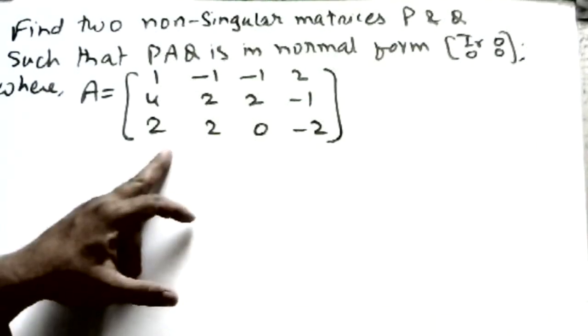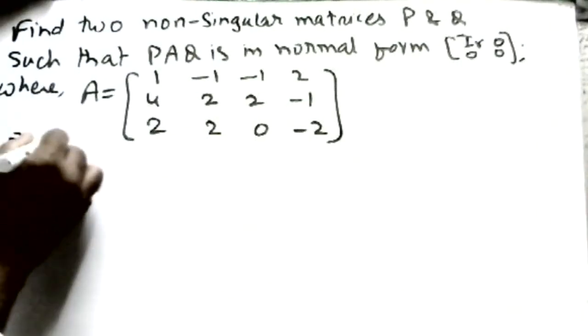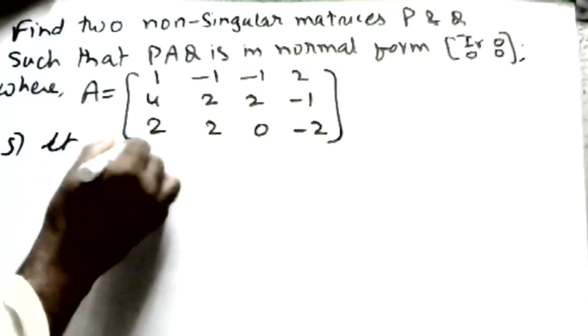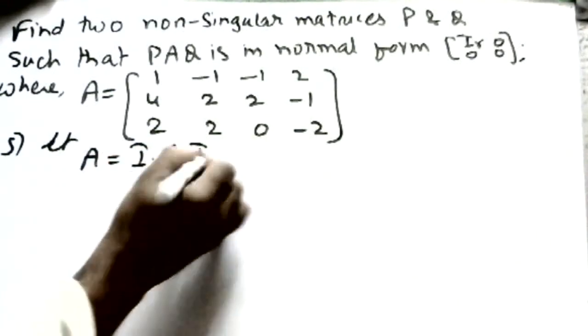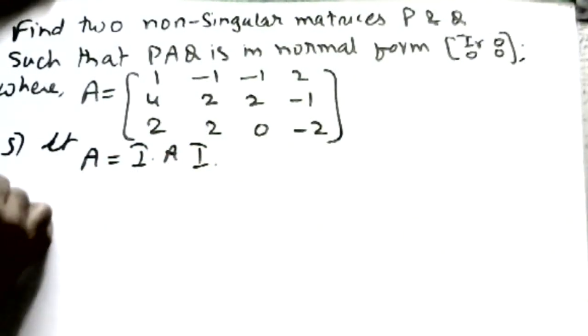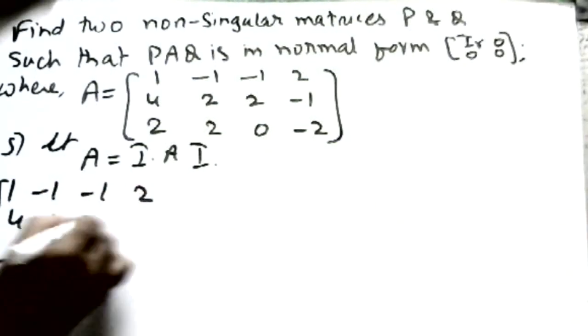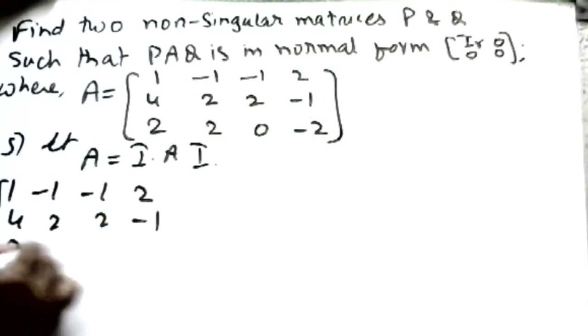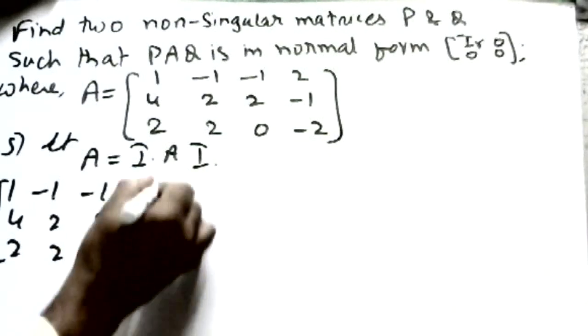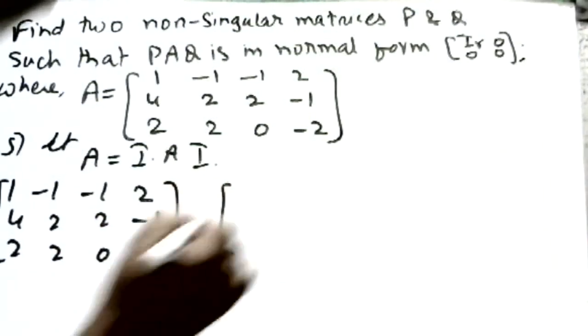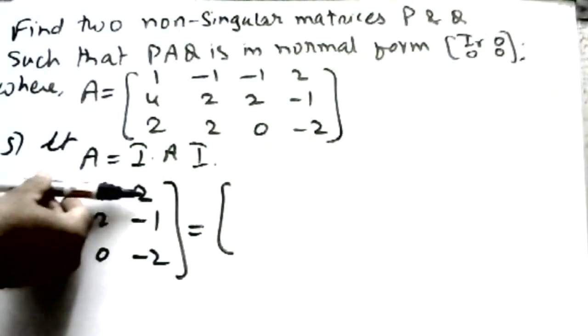Now this is the example, you see here, A equals to like this. Okay, so how to start the solution? Let A equal I into A into I. Now let's write the value of A. The value of A is 1 minus 1 minus 1 2, 4 2 2 minus 1, 2 2 0 minus 2.